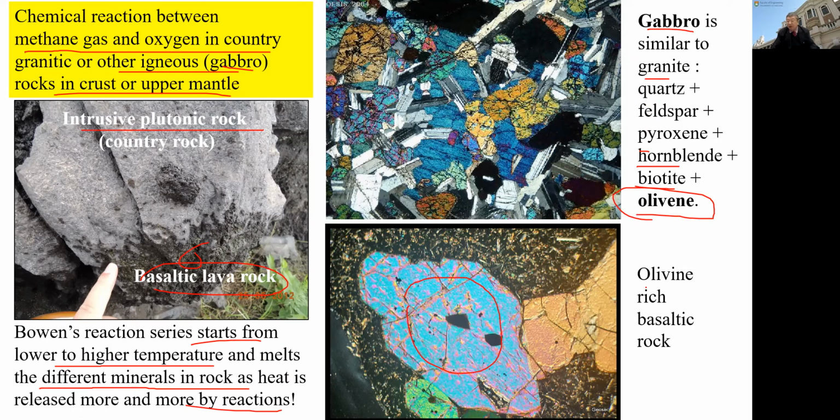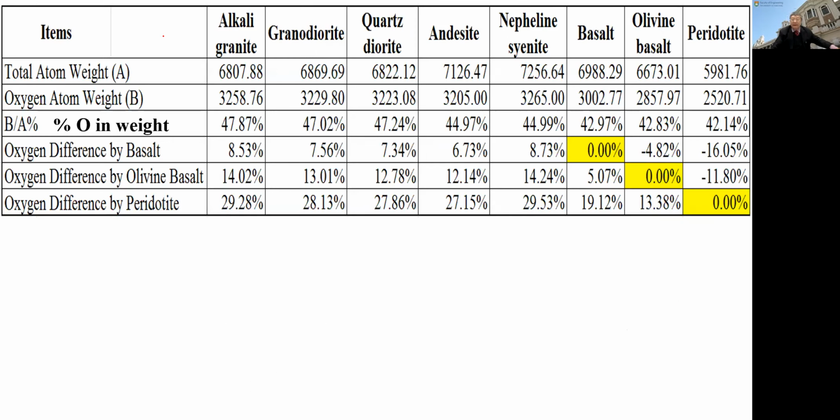So the oxygen can be released to become the gases CO2 and H2O. So olivine-rich basaltic rocks here. Okay, so that's the re-understanding. If we see the granitic, granodiorite, diorite, andesite, syenite, basalt, olivine basalt and peridotite, those are the rocks here.